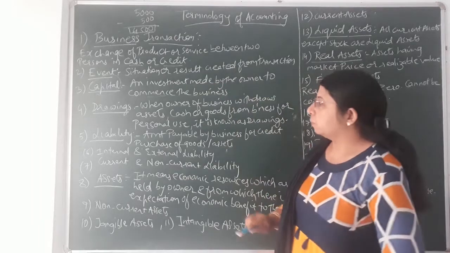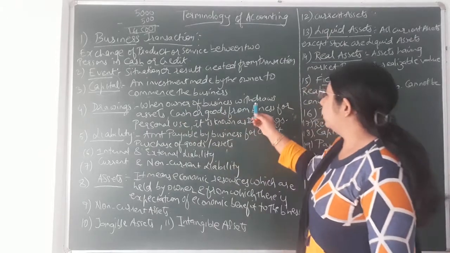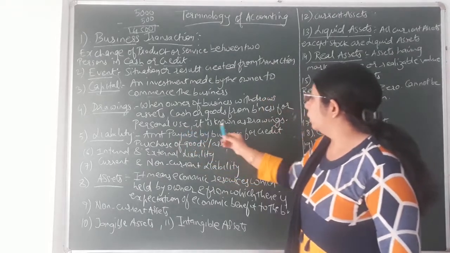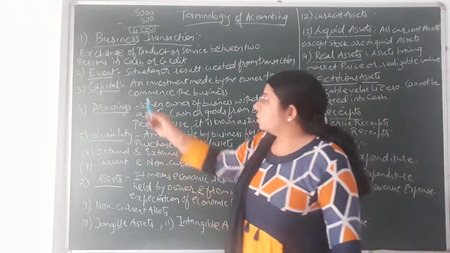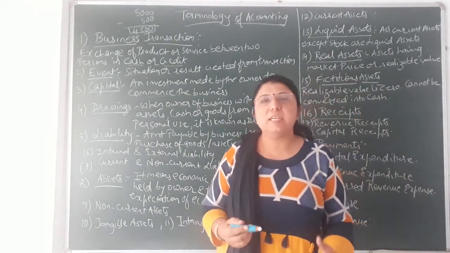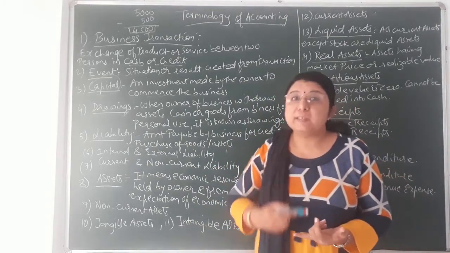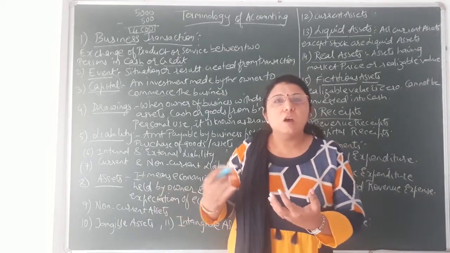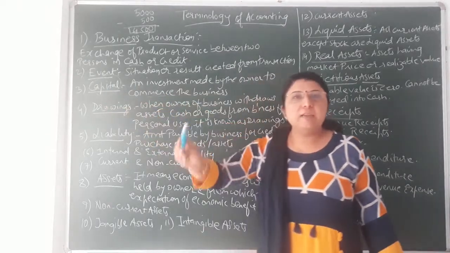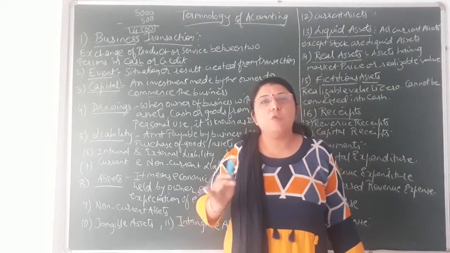Now the next terminology is drawings. When the owner of a business withdraws assets, cash or goods from the business for personal use, it is known as drawings. Just as in capital, any amount brought by the owner can be in the form of cash, goods, or any asset also. Suppose he brings his personal furniture into the business, then also it is considered part of capital. So it can be in any form. It doesn't mean that it should be only in cash form.